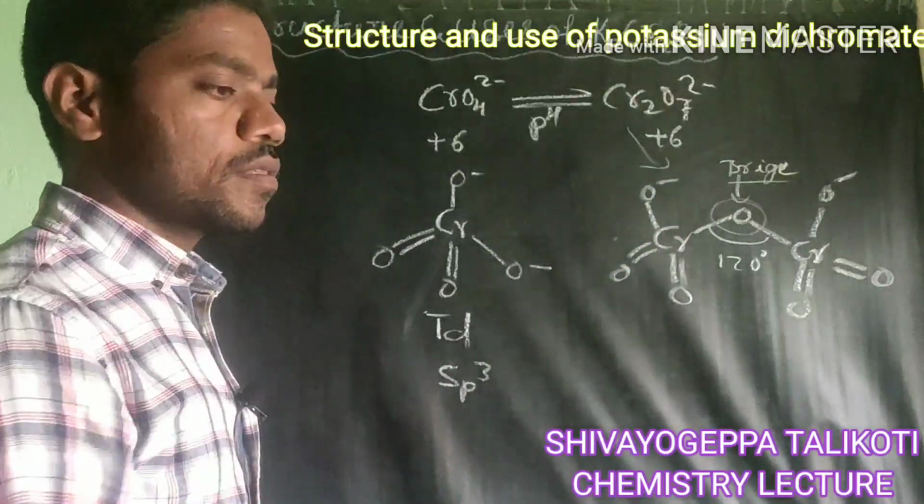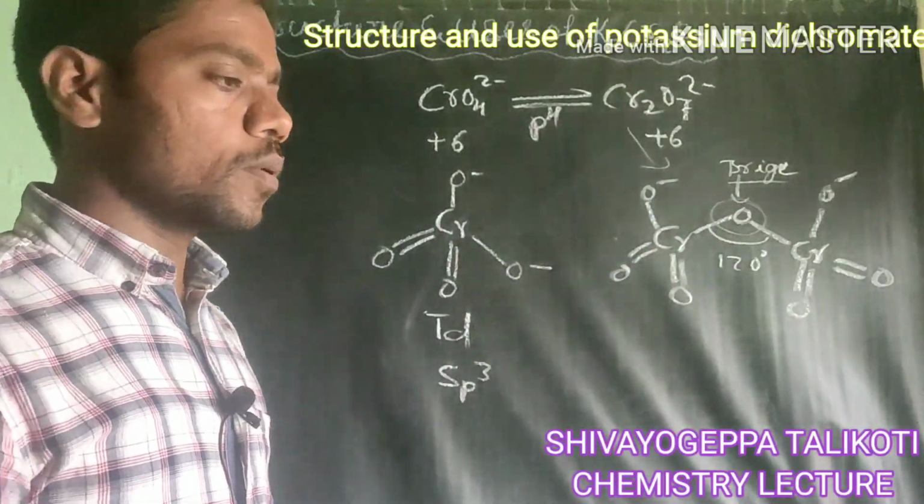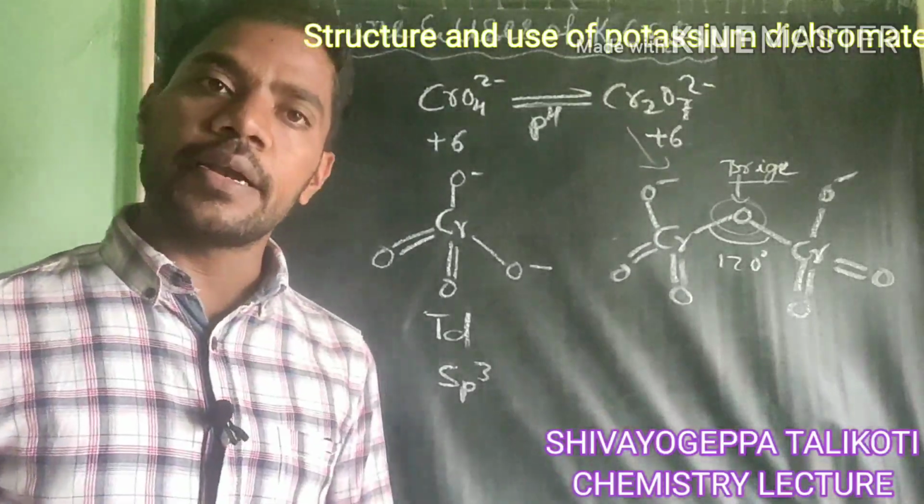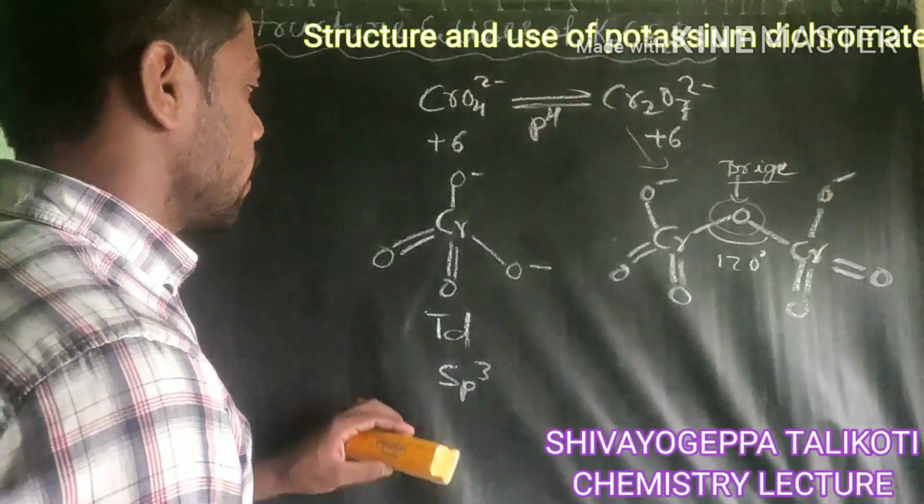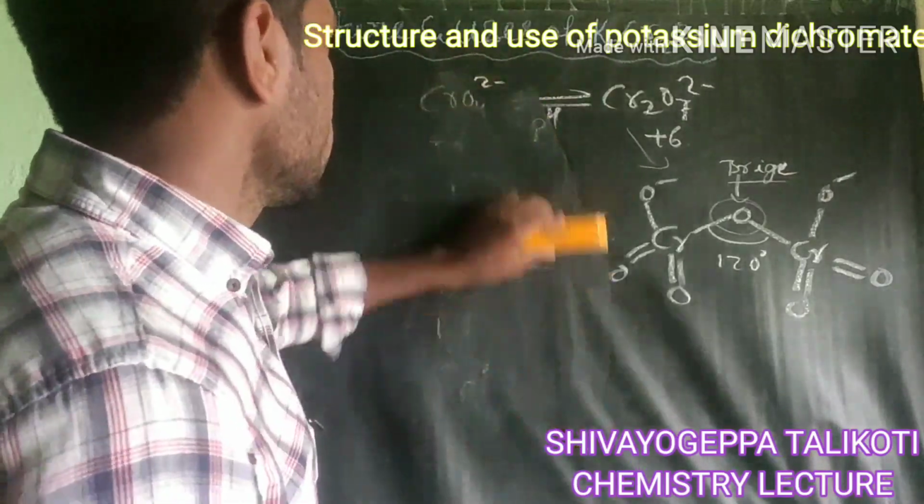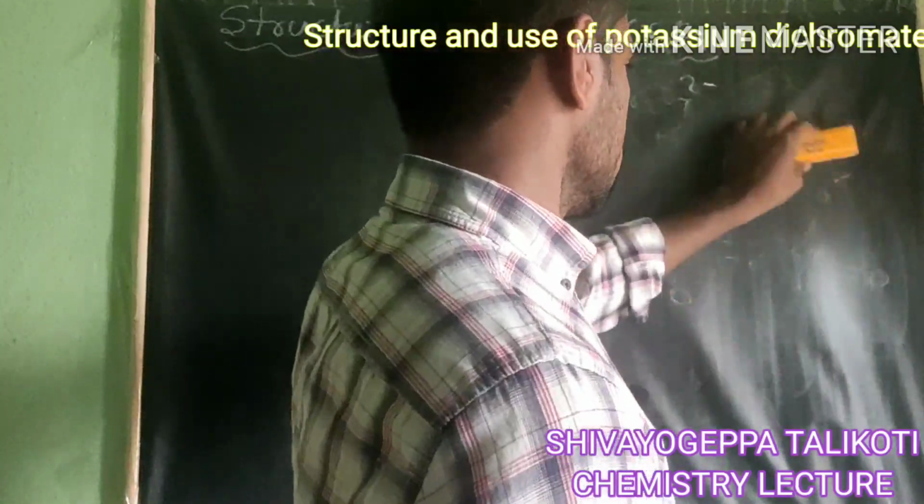This is the dichromate structure, dear students. Therefore, this is the structure of chromate and dichromate. They ask in your examinations for 1 mark that you write the structure of the chromate and dichromate ions.